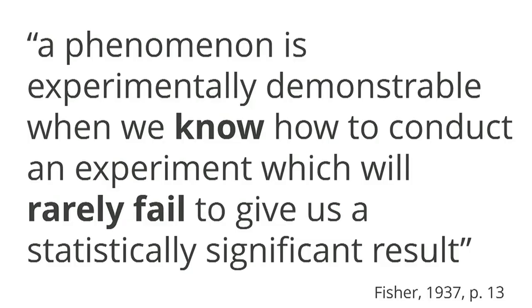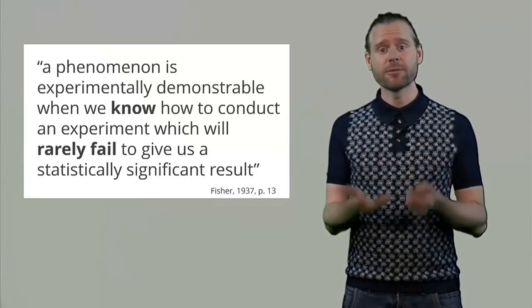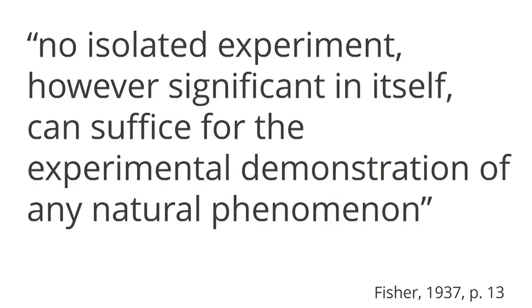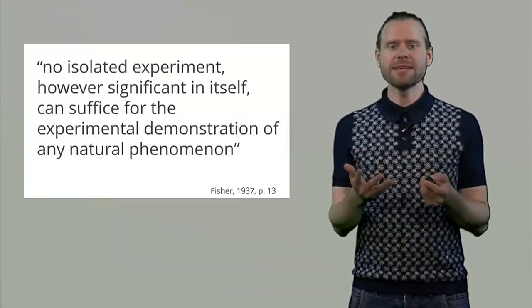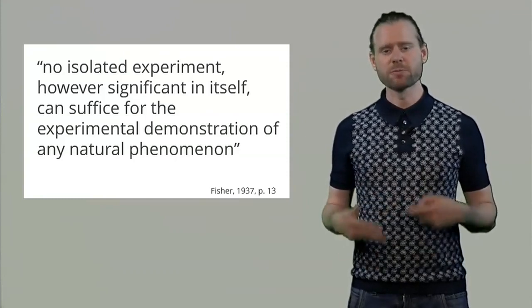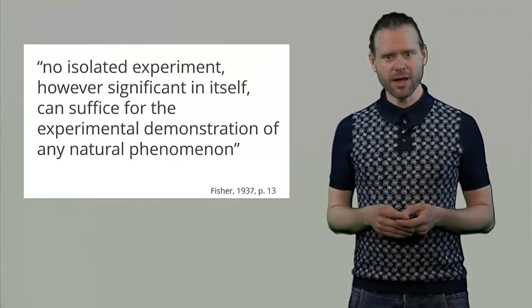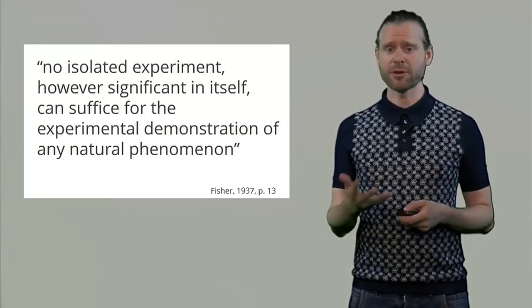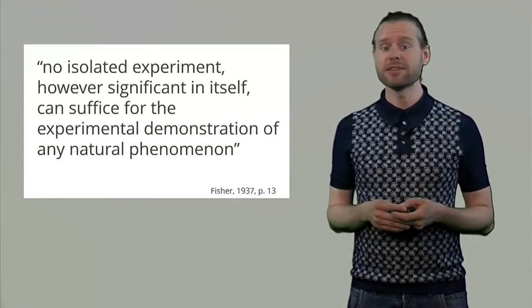He says, "A phenomenon is experimentally demonstrable when we know how to conduct an experiment which will rarely fail to give us a statistically significant result." So we have to repeat the experiment multiple times. He also says, "No isolated experiment, however significant in itself, can suffice for the experimental demonstration of any natural phenomenon." So he's saying that we should see a single p-value maybe as an invitation to explore this effect further, but it can never be enough to declare something a scientific fact. So we always need to do several studies, and p-values can guide us in the long run in which studies we might want to do.